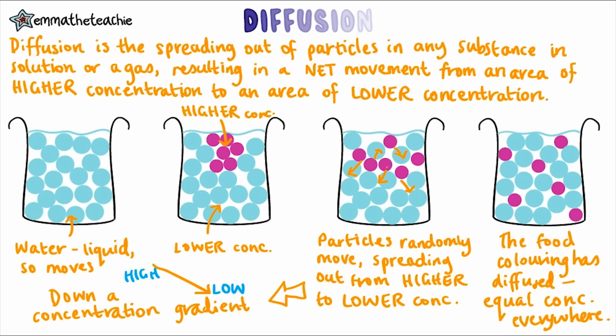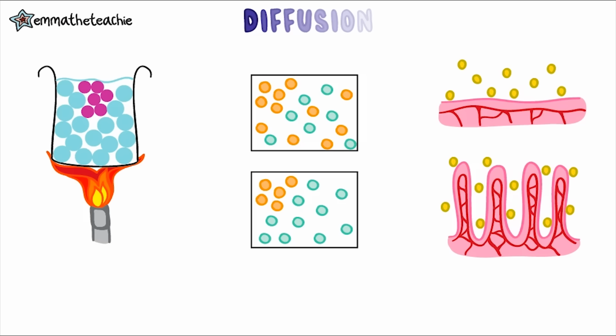The particles will still continue to move around randomly. It's worth noting that diffusion is called a passive process, and this is because no additional energy is needed to move the particles down a concentration gradient.